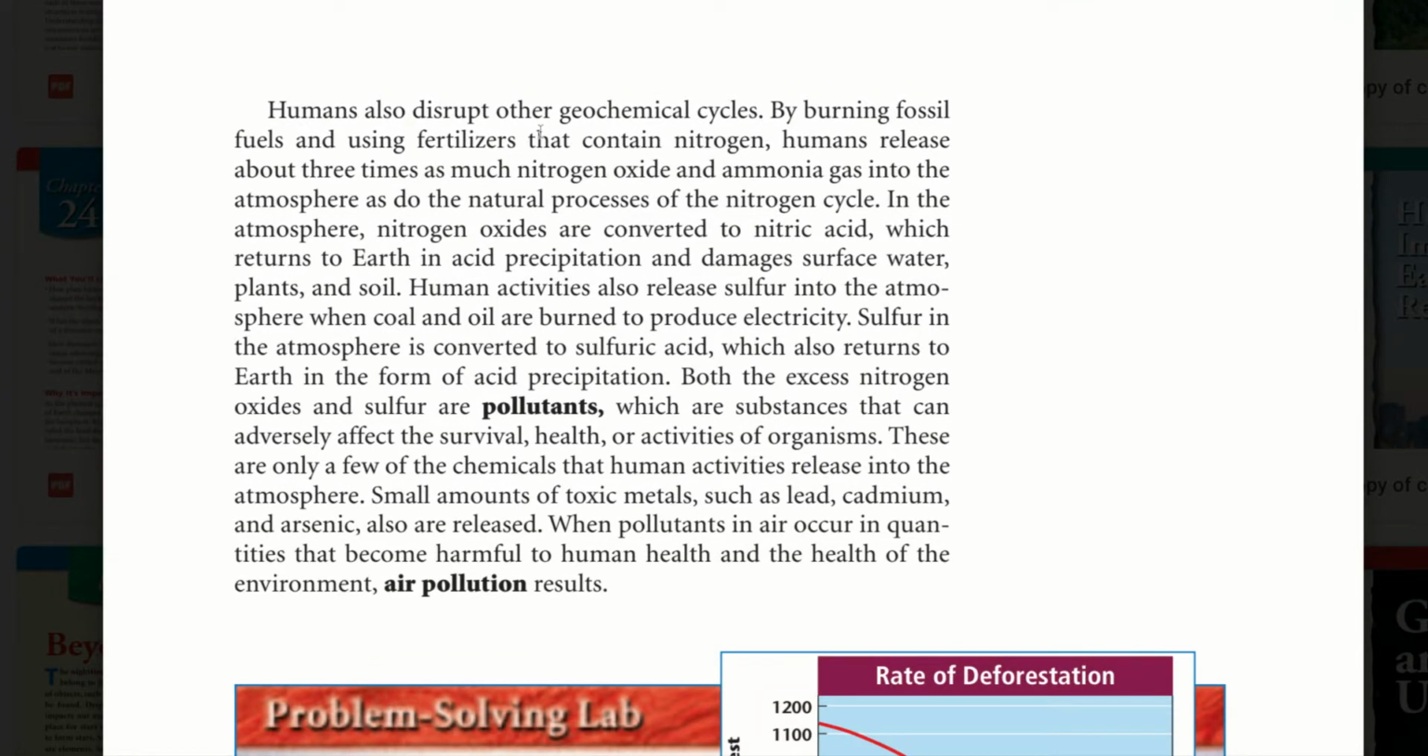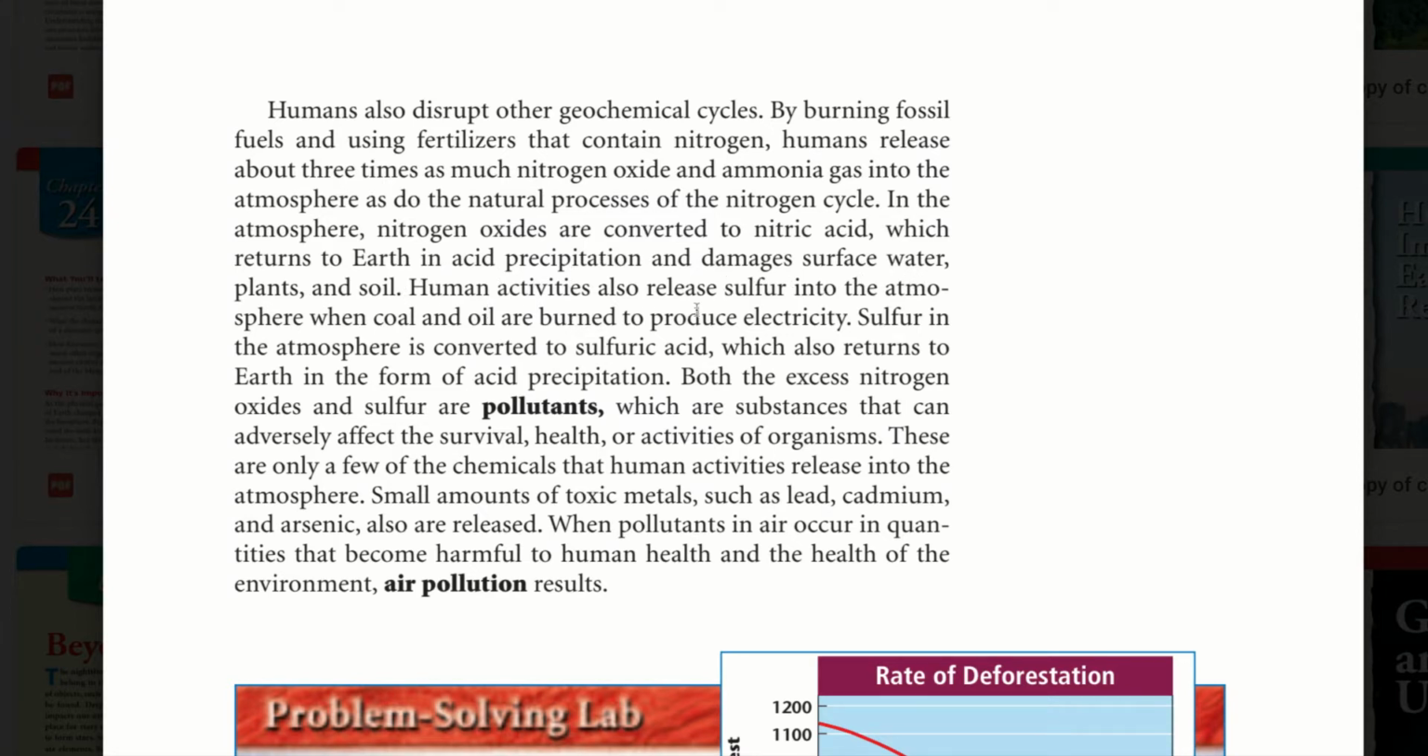Humans also disrupt other geochemical cycles. By burning fossil fuels and using fertilizers that contain nitrogen, humans release about 3 times as much nitrogen oxide and ammonia gas into the atmosphere as do the natural processes of the nitrogen cycle. In the atmosphere, nitrogen oxides are converted to nitric acid, which returns to Earth in acid precipitation and damages surface water, plants, and soil.